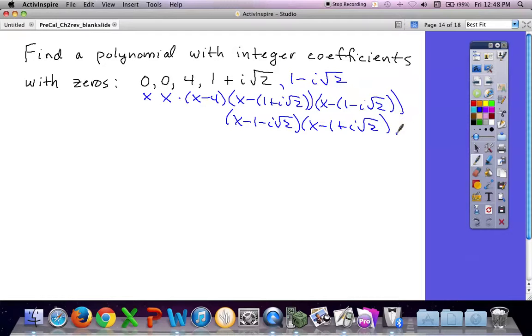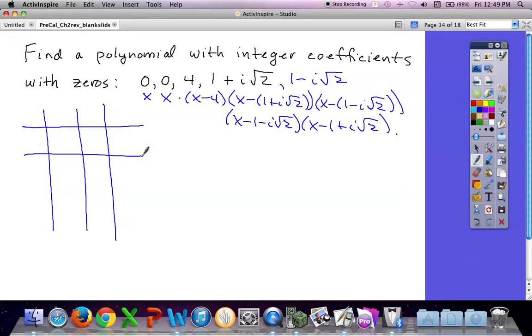So now we can use our 3 by 3 grid to do this part. So this will be x minus 1 minus i root 2, x minus 1 plus i root 2. And this time I'm going to take advantage of the fact that these cancel. There's no point me making those terms if they cancel each other out. Let's do all the rest of them.